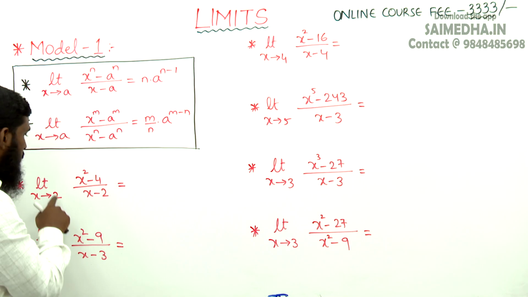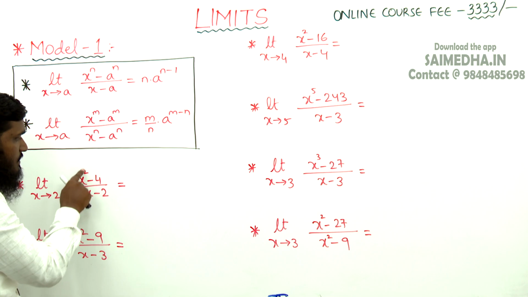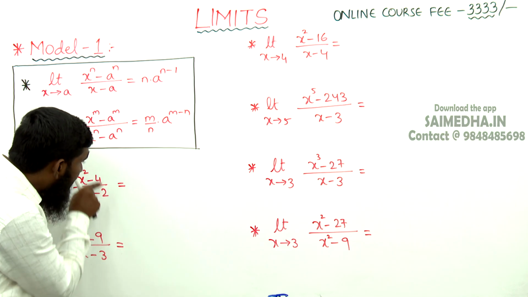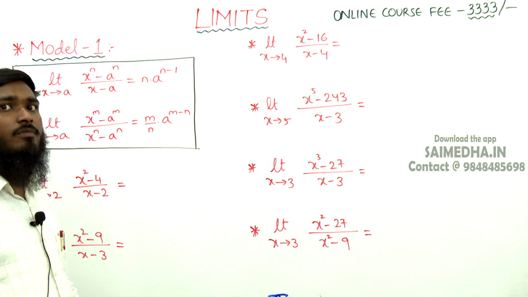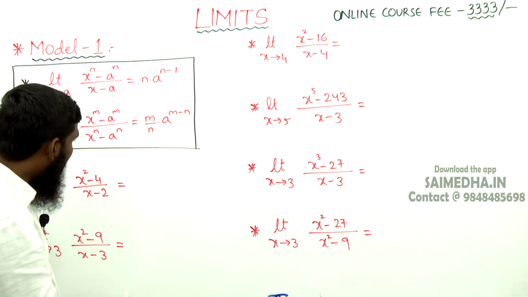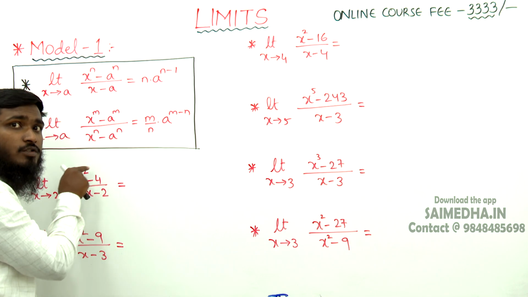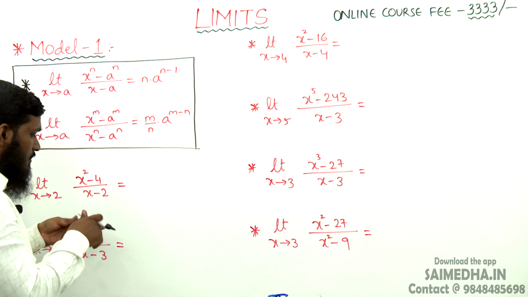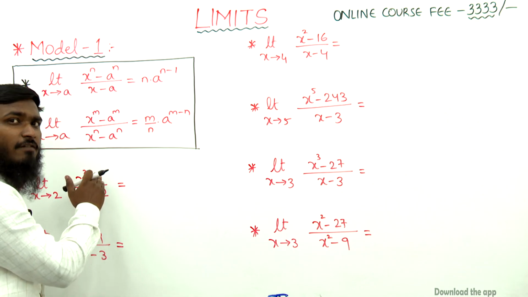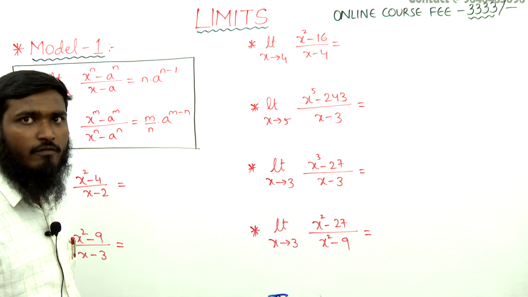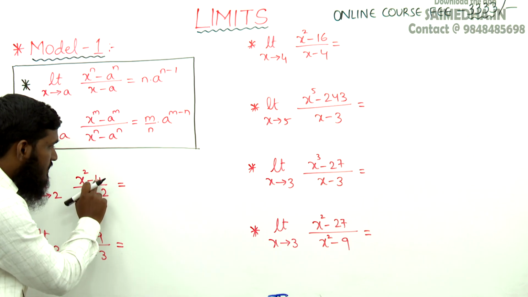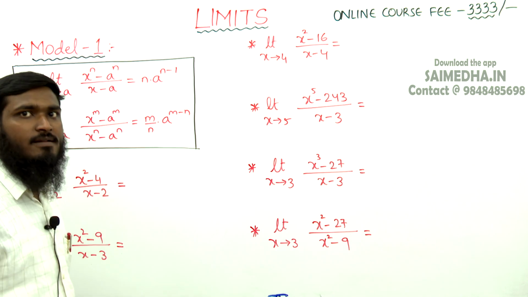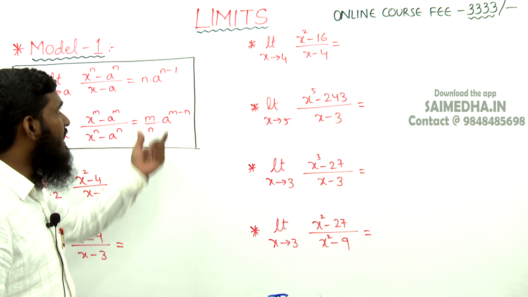So what is our first question? Limit x tends to 2, x square minus 4 divided by x minus 2 is given. What I have told you is that the a value should be the same, and the powers of the numerator as well as the denominator should also be the same. So this 4, can we write it as 2 square actually? Yes or no? We can write it as 2 square. If you write it as 2 square, the powers become the same over here, and the a value also becomes the same. So we can apply the direct formula over here.